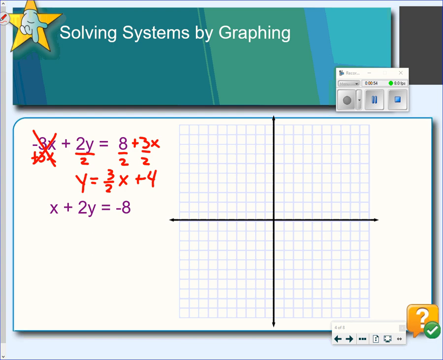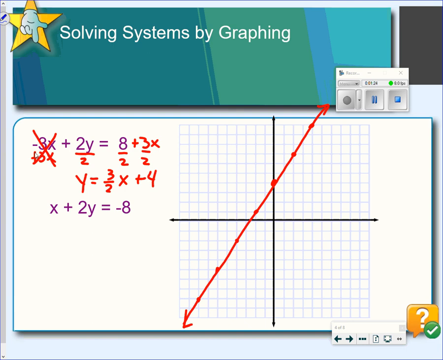4 on the y-axis, there's our y-intercept, and then the slope is 3, so up 3 over 2. And I want to make sure the line is nice and straight. So I'm going to use the slope to put several points on. And then I can make sure the line is nice and straight. So there's the first one. This line represents all possible solutions to the first equation.